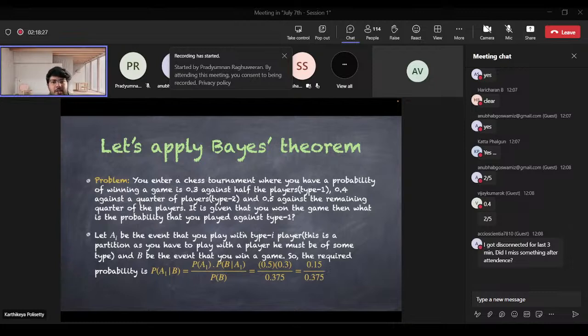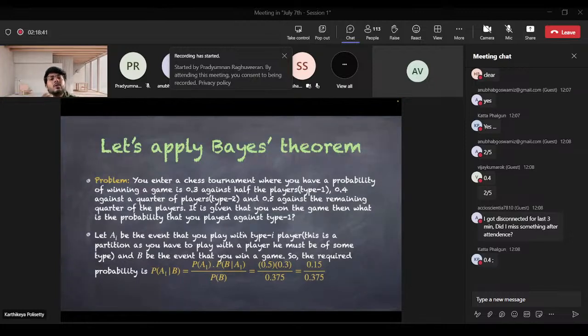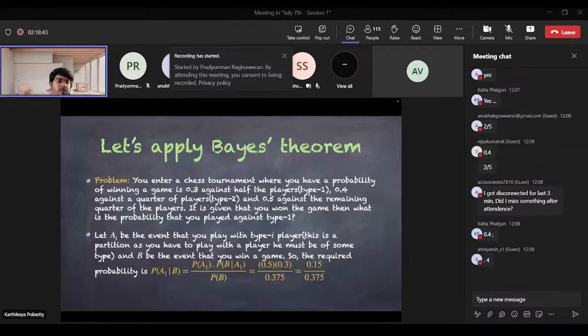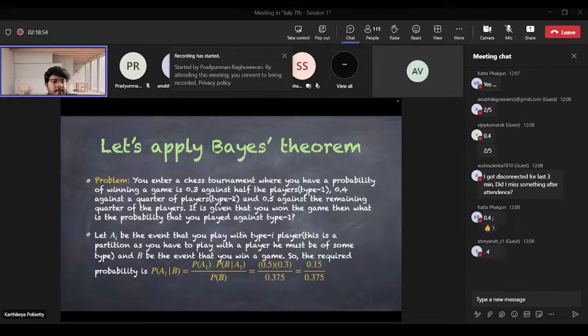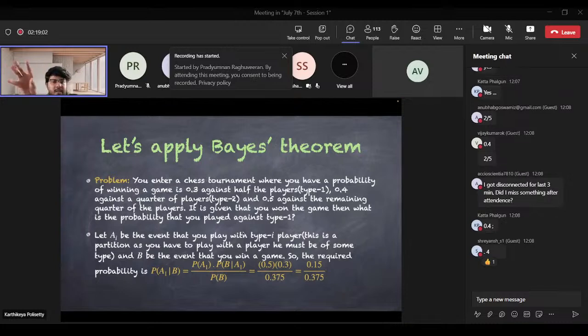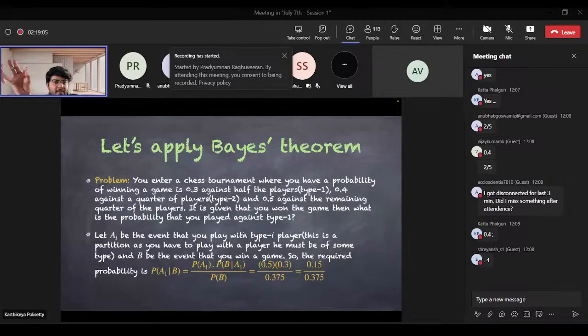Let Ai be the event that you play against type i players. So as before, it's a partition, and B be the event that you win a game. What is the probability that we are asking in this question? It is given that you won a game, so it is given B. And what do you want? You played against players of type 1. So we want probability of A1 given B, which is equal to, the numerator, you play with a player of type 1 and you win. That is P of A1 times P of B given A1.